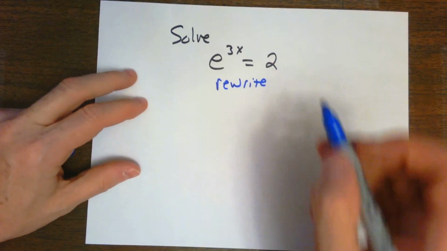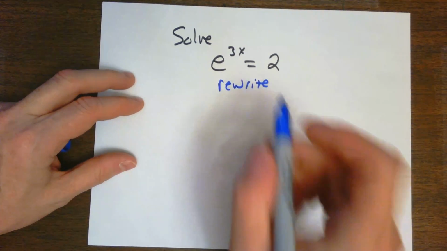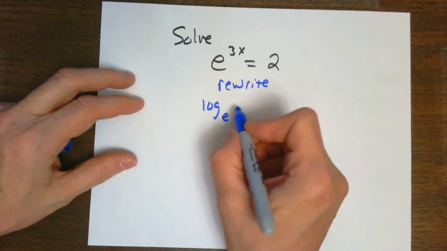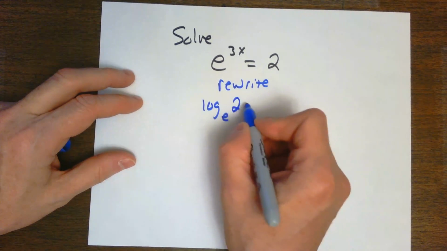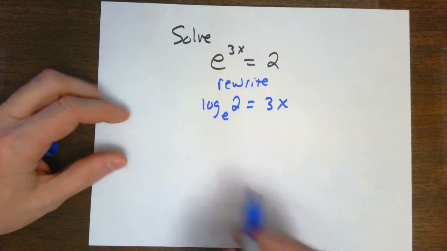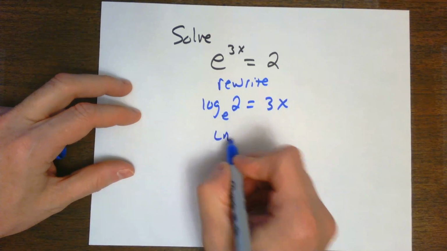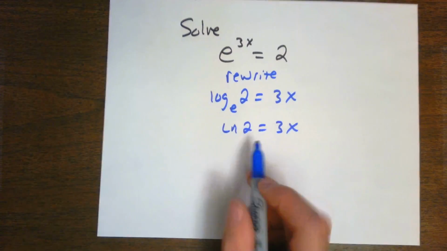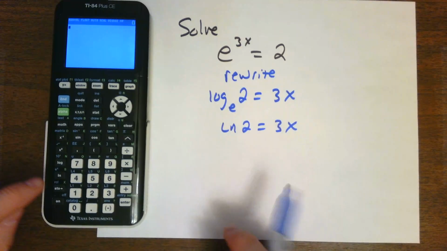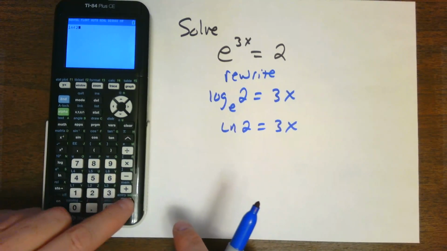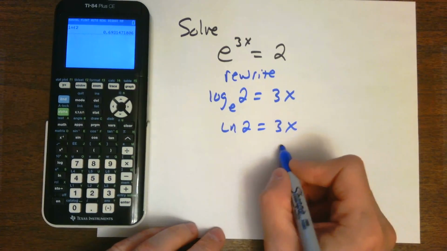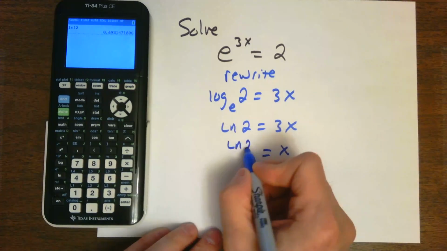It's in exponential form. I'm going to rewrite it in logarithmic form. In logarithmic form, it would be log base e of 2 is 3x. Log base e, the natural log, of 2 is 3x. The natural log of 2 is just some number. If I take out my calculator and do natural log of 2, there it is, approximately 0.6931471806.